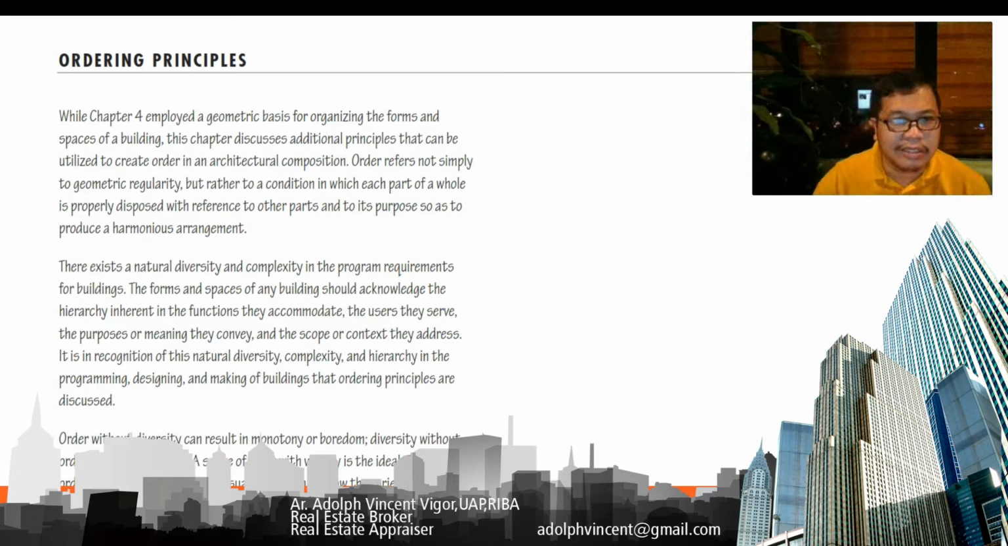So let's read this. So there exists a natural diversity and complexity in the program requirements for buildings. The forms and spaces of any building should acknowledge the hierarchy inherent in the functions they accommodate, the users they serve, the purposes or meaning they convey, the scope or context they address. So it is in recognition of this natural diversity, complexity, and hierarchy in the programming, designing, and making of buildings that ordering principles are discussed.